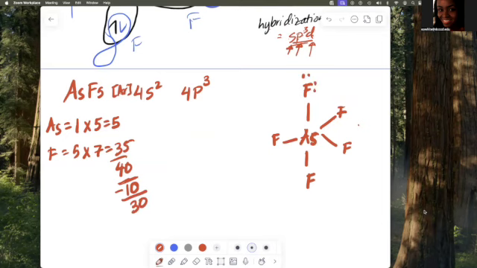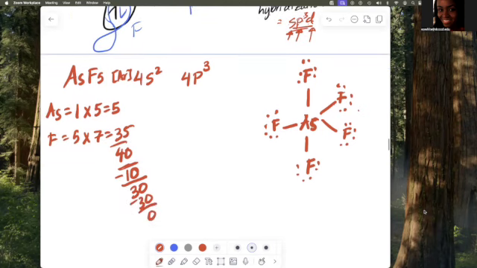Each F gets 6 electrons: 1, 2, 3, 4, 5, 6, repeated for all five Fs. So I just did 6 times 5, which is 30, and I am out of electrons, okay?